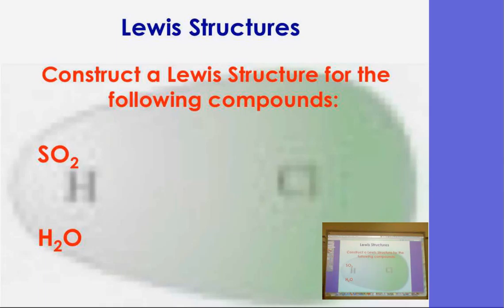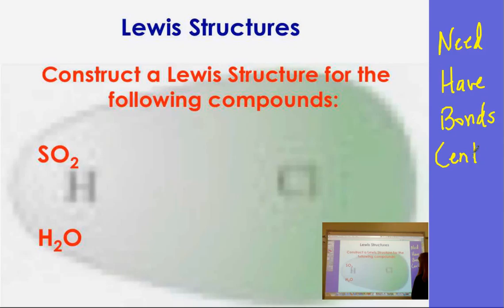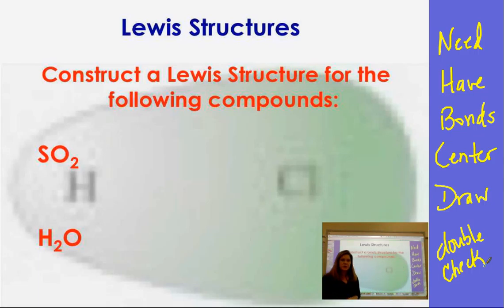Alright, how do I draw a Lewis structure for the following compounds? I'm going to list my steps. You may want to keep these handy. How many electrons do I need? How many do I have? How many bonds does that give me? Who goes in the center? I draw my structure, and then I use those hints to double check. So I'll do the first one, and then you can do water.